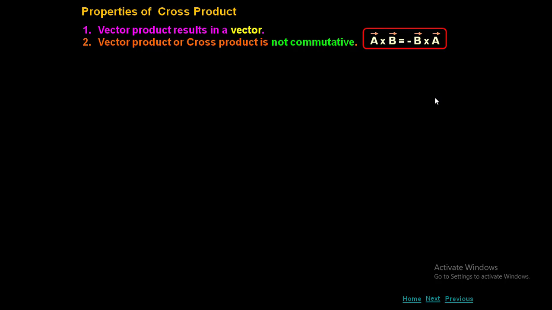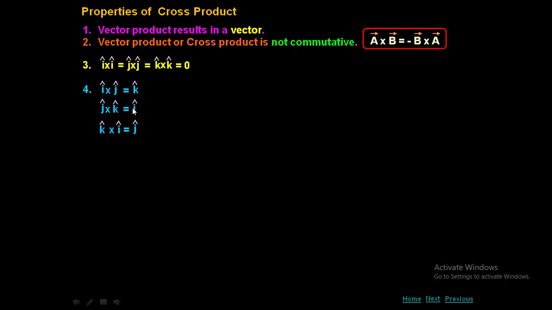Here minus represents the direction. Here i cap cross i cap, j cap cross j cap, and k cap cross k cap is equal to 0. That means the cross product of parallel unit vectors is equal to 0, because parallel means what is the angle? 0 degrees. What is the value of sine 0? 0. So it becomes 0. Most important property.